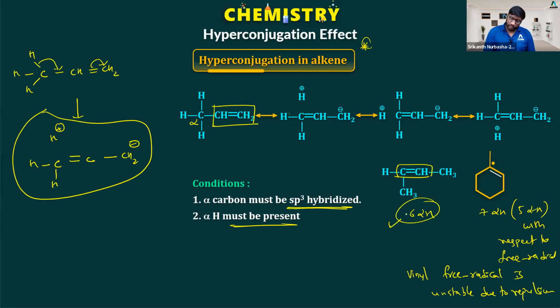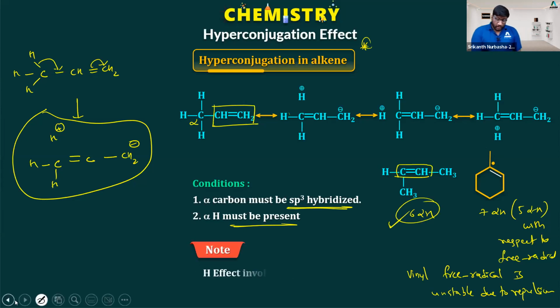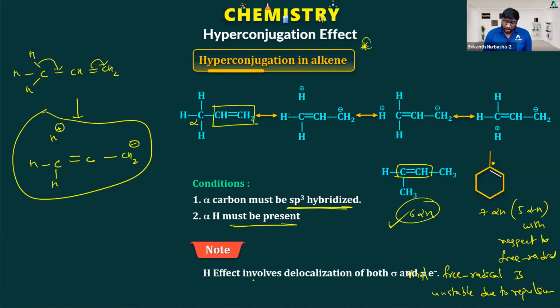So this is stable. Note, hyperconjugative effect involves delocalization of both sigma and pi electrons. Both sigma and pi electrons, because the CH electrons which were involved were the sigma electrons, and the pi electrons of the alkene were also affected. Or in the carbocation or free radical, you are having a pi bond formation. So the hyperconjugation effect involves both sigma and pi electrons.